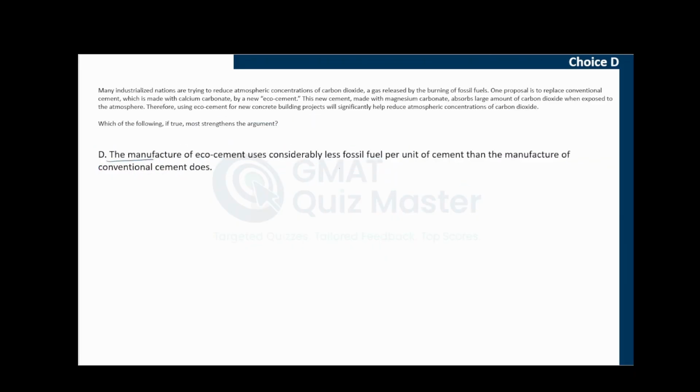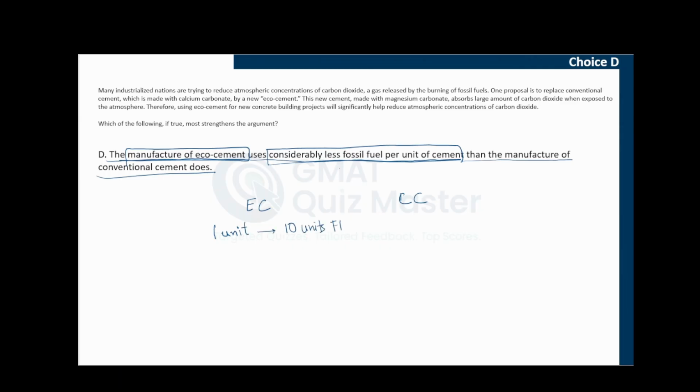Choice D. The manufacture of eco-cement uses considerably less fossil fuel per unit of cement than the manufacture of conventional cement does. So now we are talking about this process of manufacturing these cements. One process is for manufacturing the eco-cement, the other process is for manufacturing the conventional cement. What does this choice say? That this process uses considerably less fossil fuel per unit of cement. So here, if 1 unit of eco-cement requires 10 units of fossil fuels, then 1 unit of conventional cement would require maybe 50 units of fossil fuels.